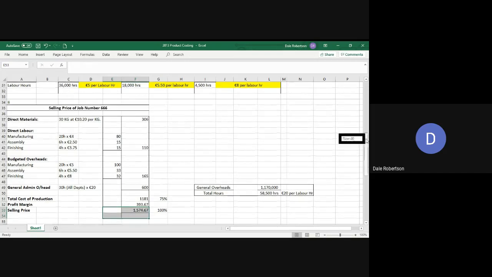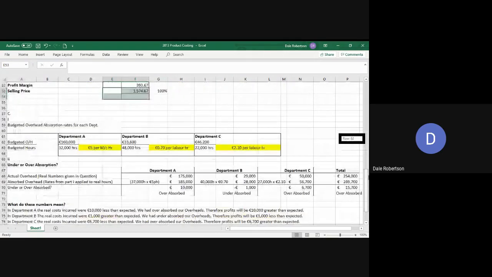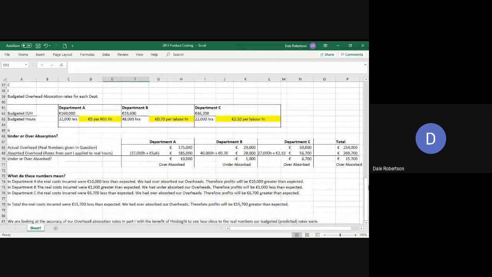And now we're going to have a look at part C of the question. And part C of the question is about under and over absorption of overheads. It says the information set out below refers to the budgeted and the actual costs of Hake Manufacturing Limited. So the first table is what you expected to happen prior to the year occurring, and then the second table is what actually happened. And we're going to look back in hindsight and see how accurate our predictions or our budgets were.